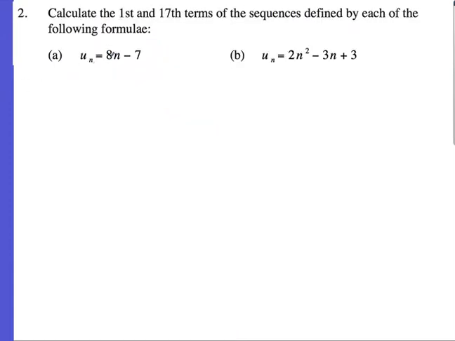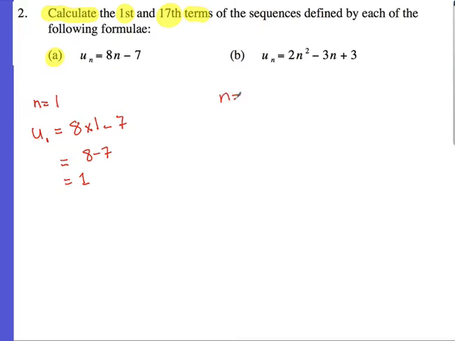Okay, question 2. Question 2 is asking us to calculate the first and 17th terms of the sequences. So question 2a. The first term would be defined as n equals 1. So u1 is equal to 8 times 1, because our n is 1, minus 7. Now BIDMAS will tell us that's 8 minus 7, which equals 1.